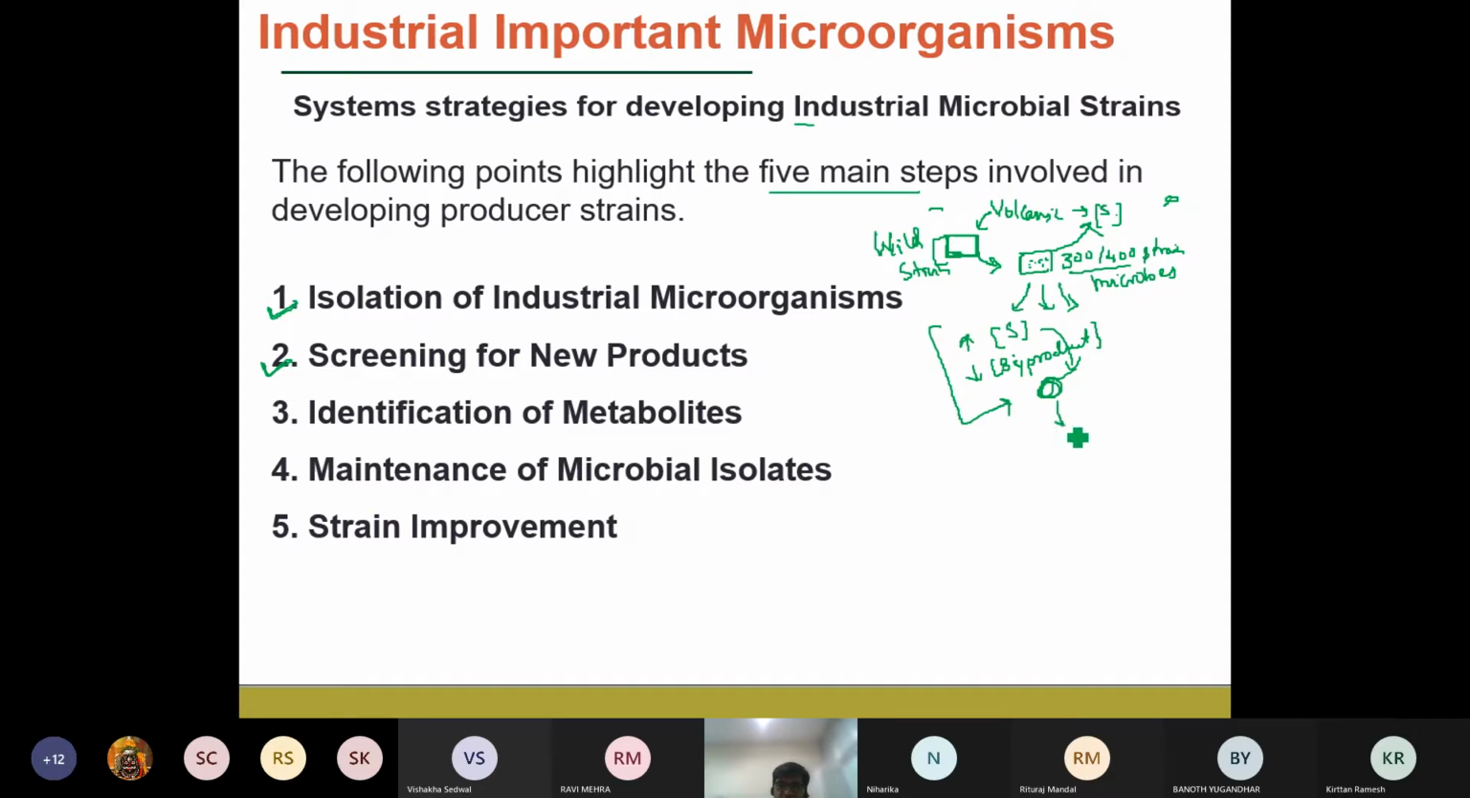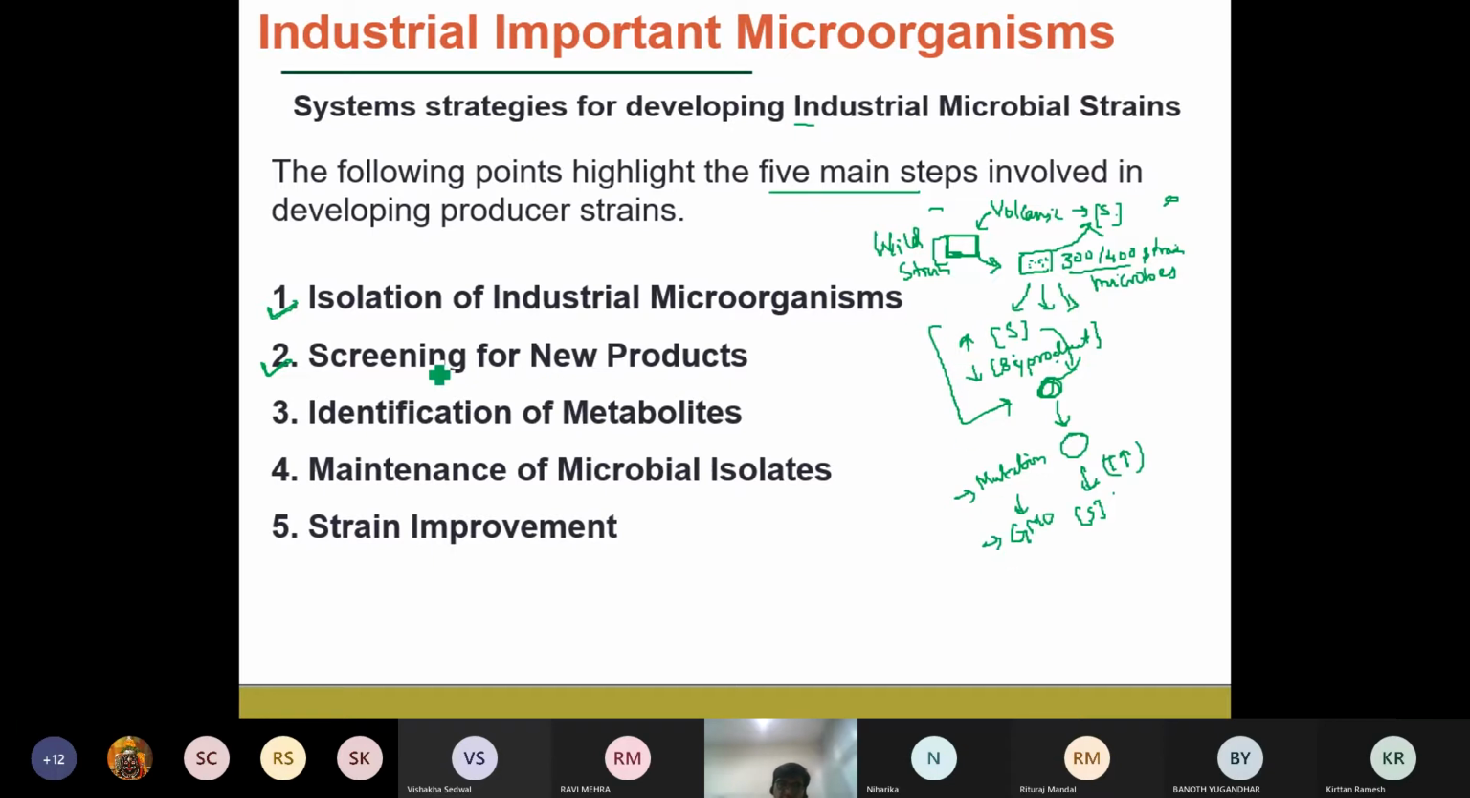Then you use that microorganism and do subsequent steps or modifications, either mutation or genetic modification, so that you further improve the yield and concentration, and also reduce the production of byproducts. It should also be able to withstand the higher temperature that is there during fermentation. Those things you can do with different mutations and genetic modifications.